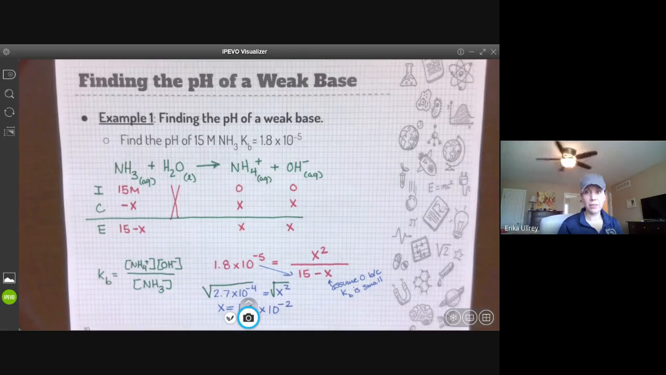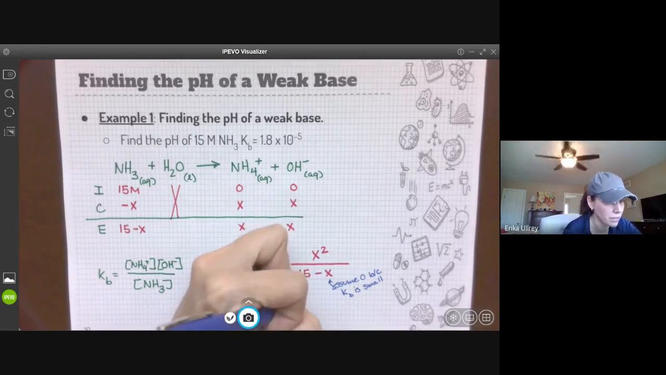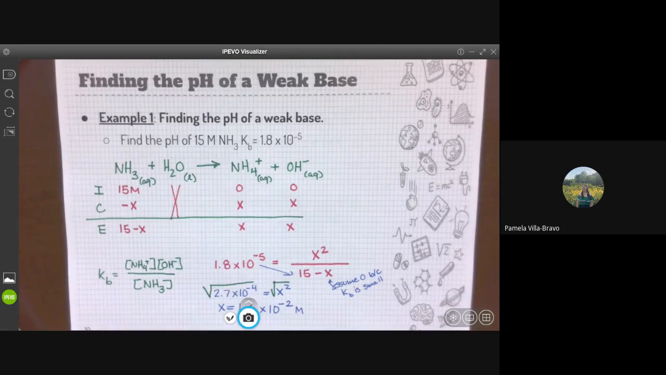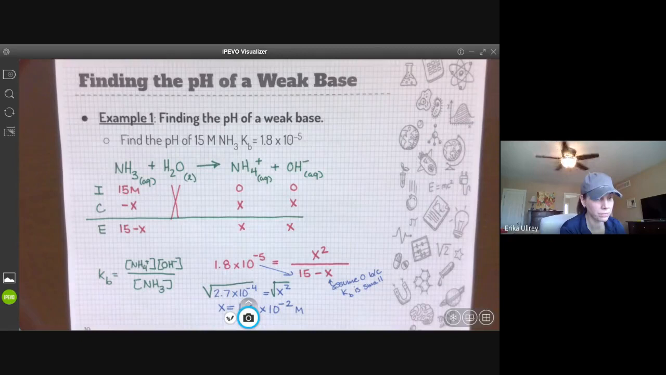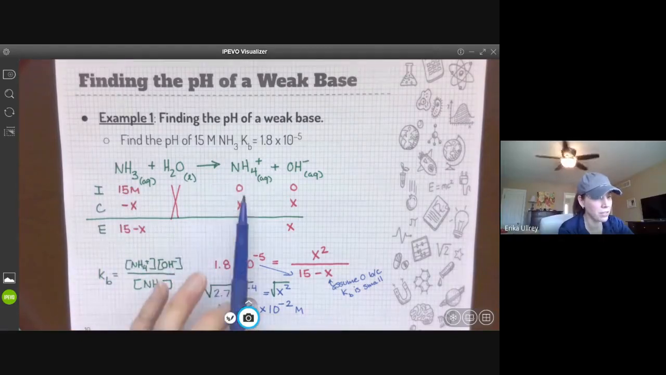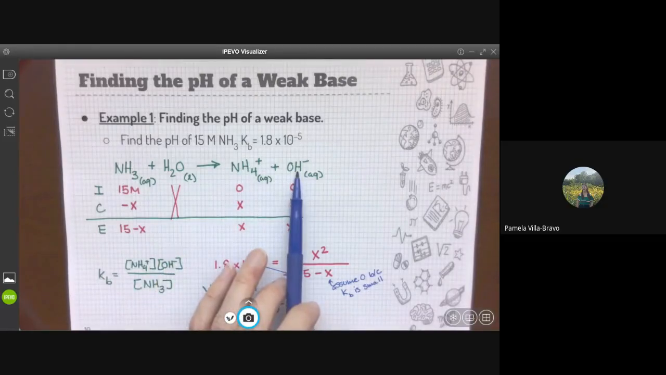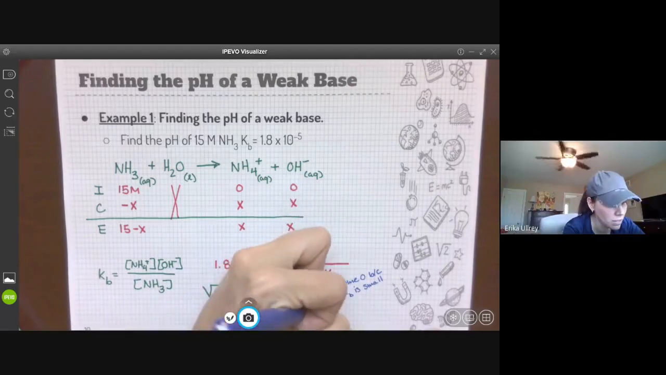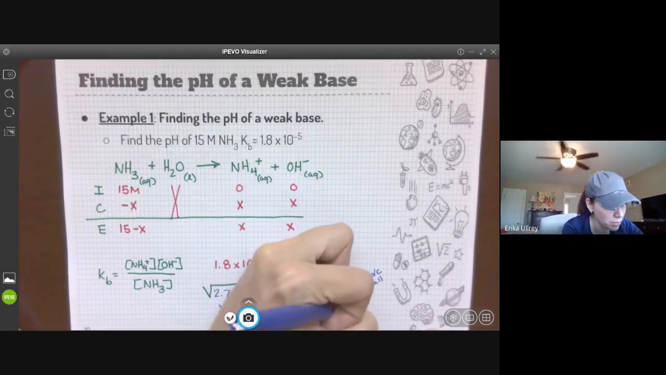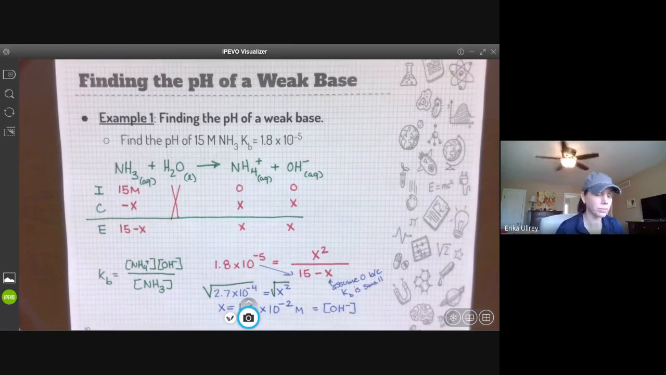What does the x value equal, Pamela? What does that represent? What is that the concentration of? Wouldn't it be the concentration of NH4 plus? So if we look up here, it would be the concentration of NH4 plus. Yep. What else is it the concentration of? OH minus. Yeah. So this is going to equal the concentration of our OH minus. Okay. So now we have a concentration of OH minus.